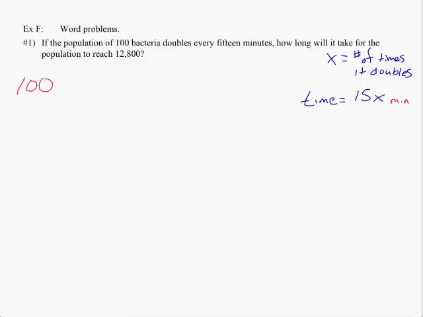What am I multiplying by each time? 2. How many times am I going to multiply by 2? We don't know. That's why we have this variable. The number of times it doubles means how many times you're multiplying by 2. So this 100 is being multiplied by 2 to the x. We have no idea how many times we're going to multiply by 2. That's the whole point of a variable, to take the place of an unknown. We're going to keep doubling this until our population reaches 12,800.